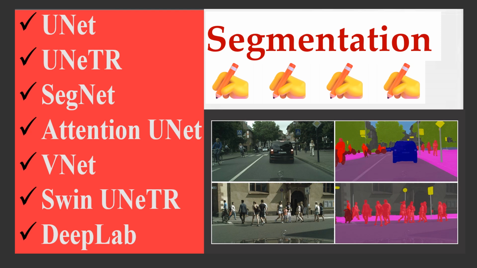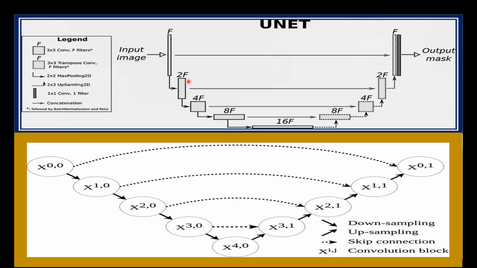In the realm of computer vision, image segmentation is a crucial task that enables object recognition and understanding. So, mastering the latest segmentation techniques is a prerequisite for solving complex problems in diverse industries. So, today we will explore UNet, UNETR, SegNet, Attention UNet, VNet, Swin UNETR, and DeepLab based techniques. So, let's get started with UNet.